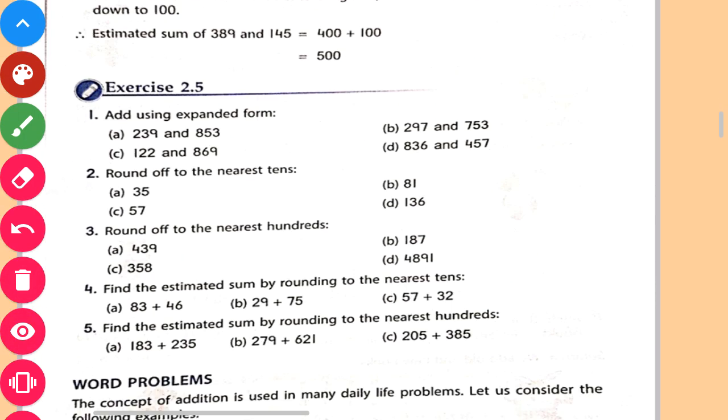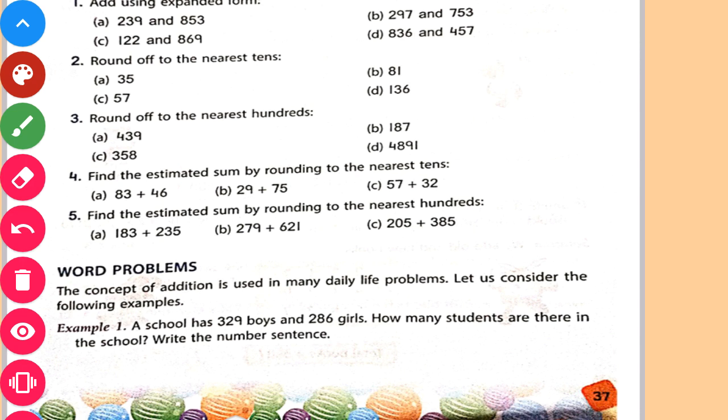Now, let us move toward the next question. Question number 4. Find the estimated sum. Up to now, we have learned estimation. Now we have to do estimated sum. Find out the estimated sum by rounding off to the nearest tens. Very easy question. What we have to do? We just have to round off the numbers and then add them.